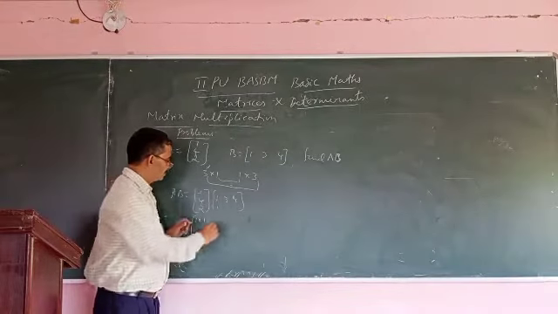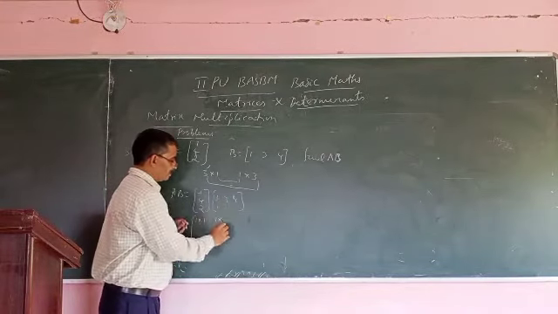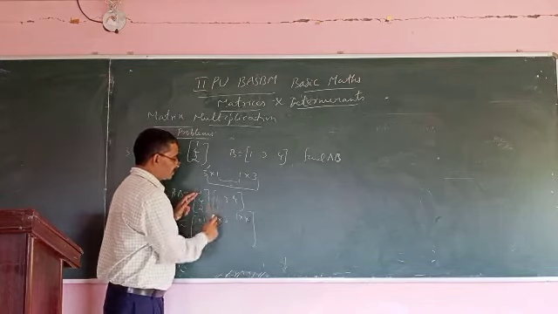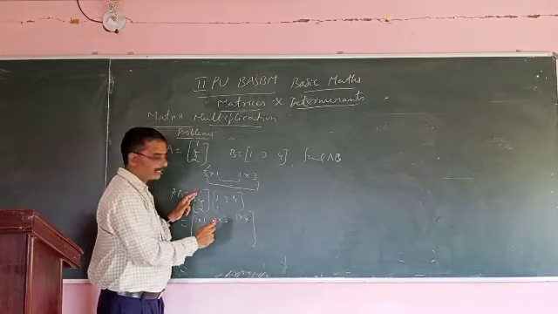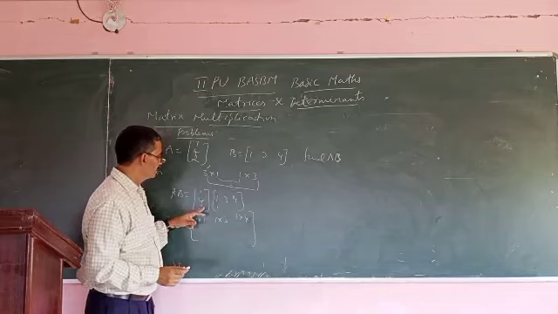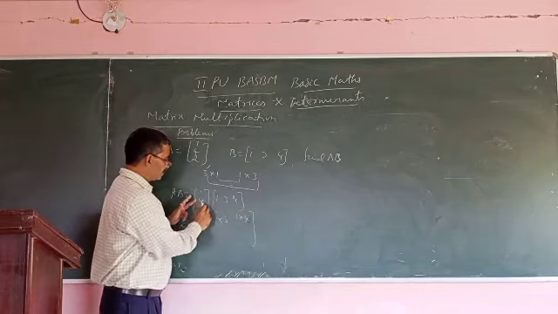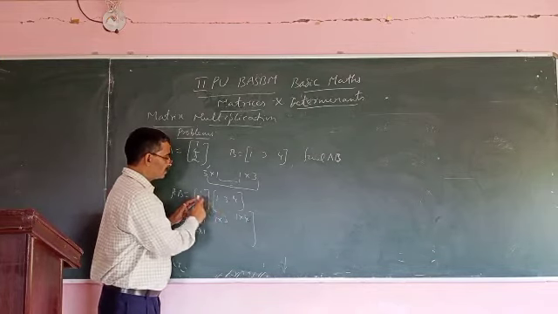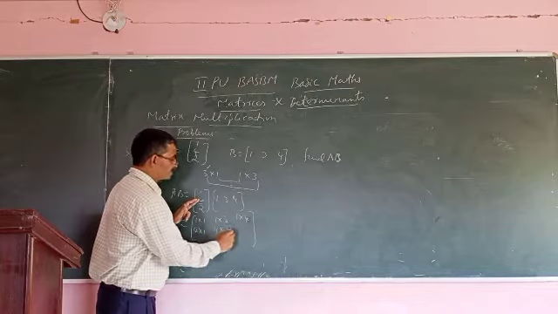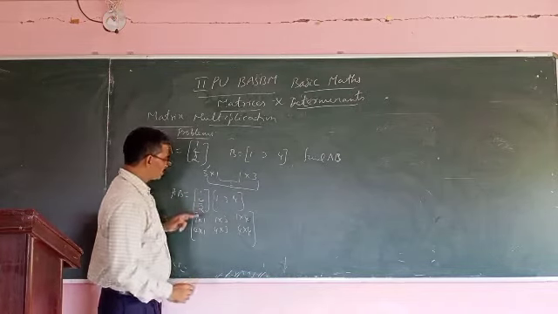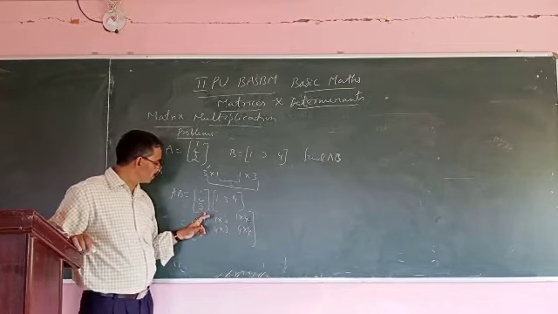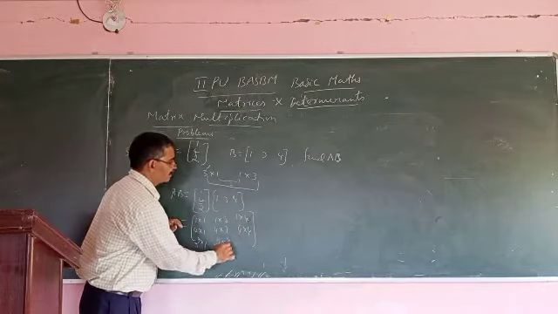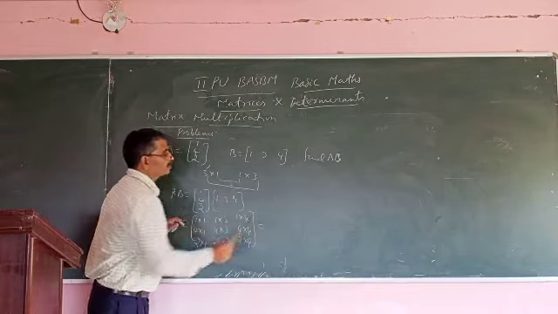Next, first row into second column: 1 into 3. Next, first row into third column. Next go to the second row: 4 into 1, second row first column; second row second column, 4 into 3; similarly 4 into 4. Last, the third row: 2 into 1, 2 into 3, 2 into 4. So simplify and get the result.